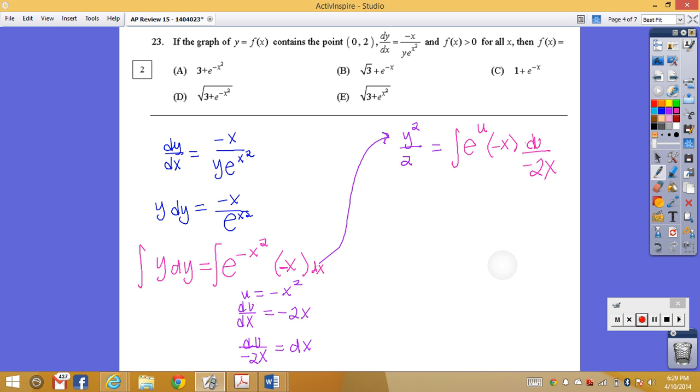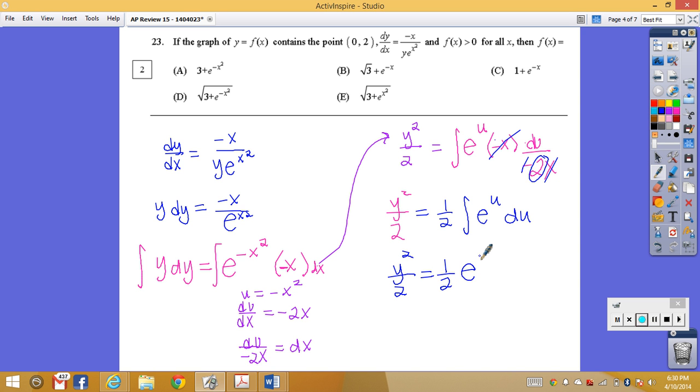So you'll notice that I pick up, change my color, I end up picking up this 2, and the negative x and the negative x will cancel. So I end up with 1/2 integral of e to the u du. There's no limit, so I didn't have to change my limits. The integral of that would be 1/2 e to the u, but remember what u was? U was negative x squared, so I'm going to substitute that back in, and then plus c.